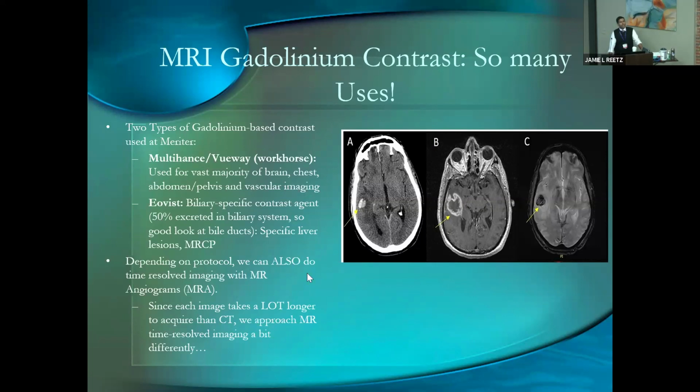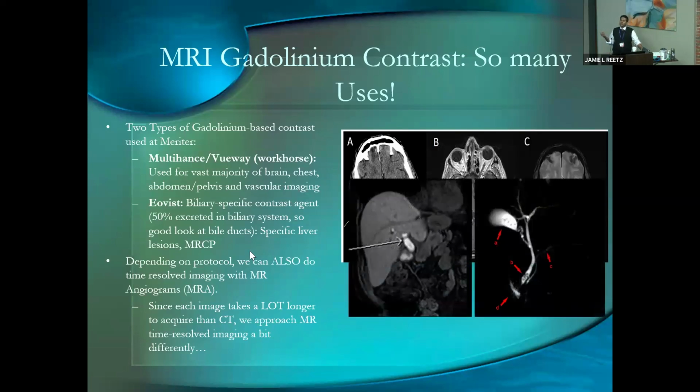We also have another agent that we use, which I know GI loves, but I don't know if OB/GYN likes it as much, which is Eovist. This is an agent that has this weird property where 50% of it is excreted through the biliary system. So whenever I want to evaluate biliary anatomy, or see if there is any obstruction of the bile ducts, I'll give Eovist. And this is an MRCP image that shows choledocholithiasis. There's a bunch of tiny stones in the distal common bile duct. But when I give Eovist, I know it's going to drain through the bile duct. So if I can get this contrast agent into the duodenum, I can prove there is technically no significant obstruction here. I can help the patient avoid an ERCP by using an MRCP.